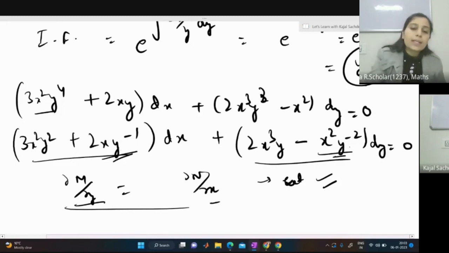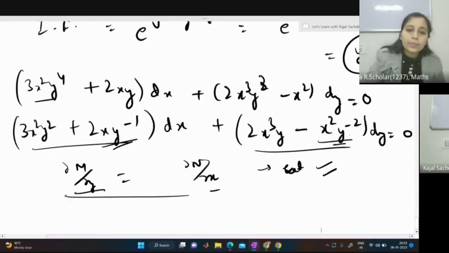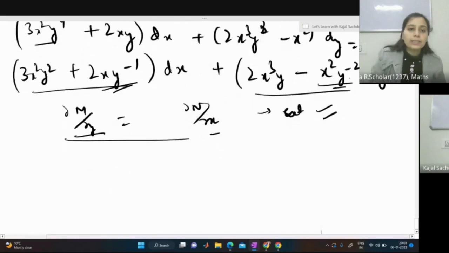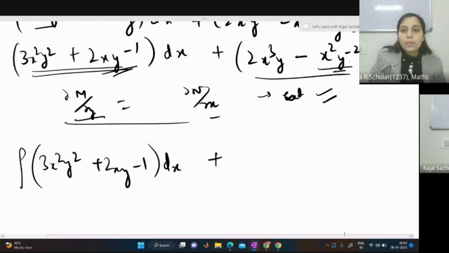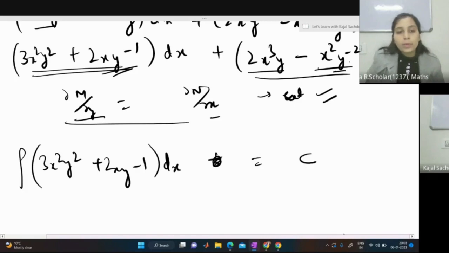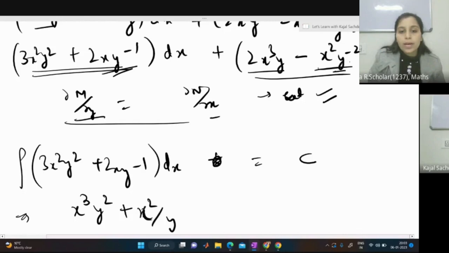Now proceeding in the same manner for getting the solution, just integrating this M with respect to x: 3x²y² plus 2xy⁻¹ with respect to x, plus term not containing x. In this N, both have the term of x, so nothing here. This will be equal to c. Integrating this with respect to x, we get x³ upon 3, the 3s cancel out, plus x² upon y is equal to c. So this is our required solution.